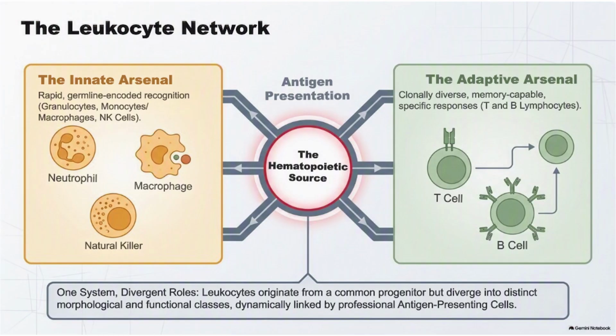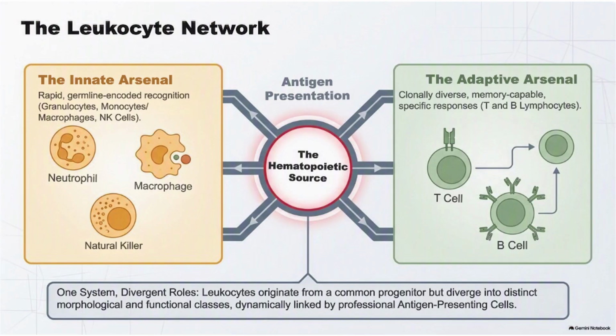Those two aren't unrelated responses. Innate immune cells can help initiate and shape what adaptive immunity does next. That's one reason the immune response is better understood as a network than as a collection of independent cells. So despite how different a neutrophil and a T cell eventually become, if we trace their ancestry back far enough, we arrive at the same place.